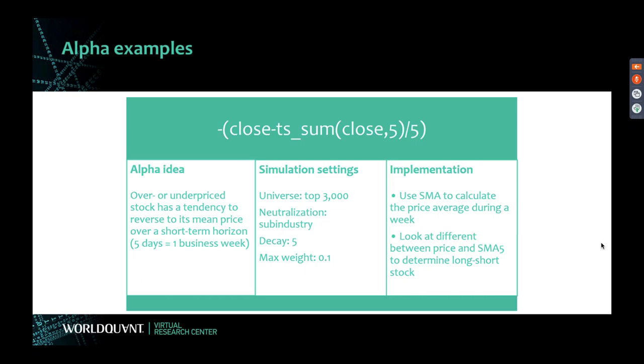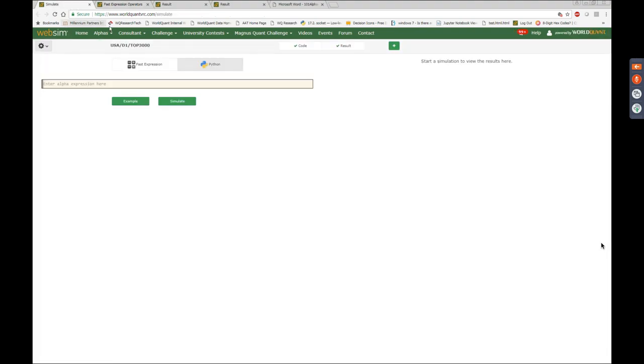And the other way around, if the closing price is below the average of the last 5 days, the parentheses will be negative with a minus included. The whole expression will be positive. So you will more likely long the stocks that recently went down, or that are below the mean of the last week. So let's move to Websim to run this simulation.